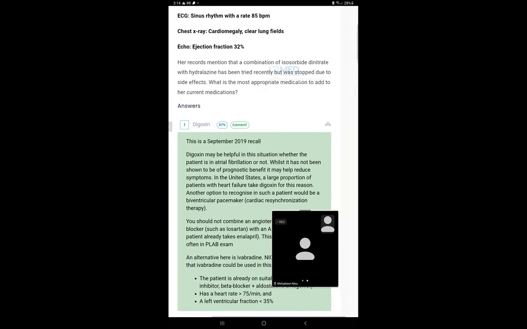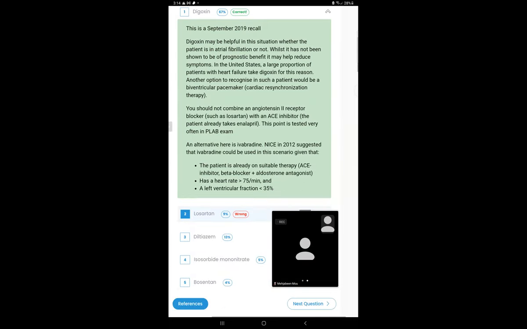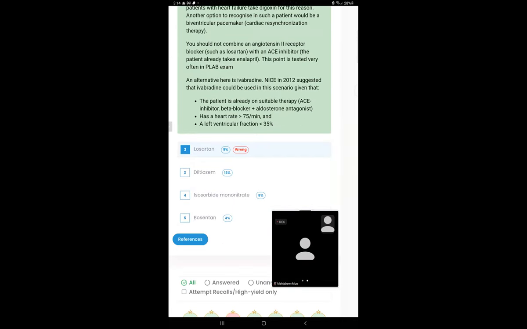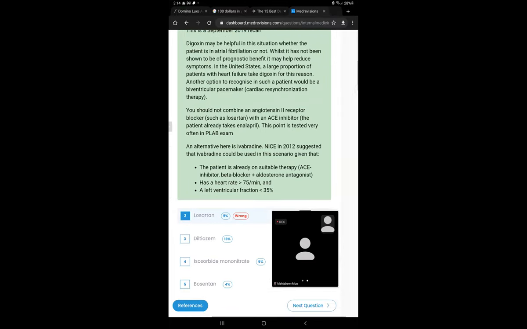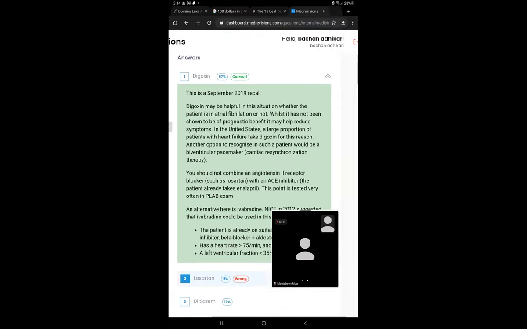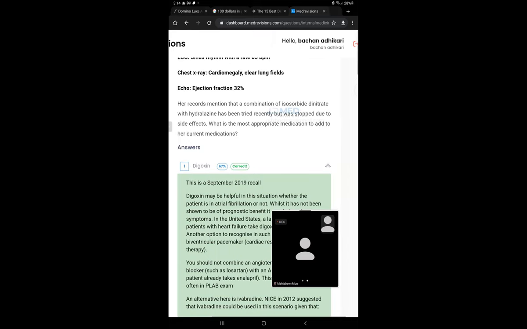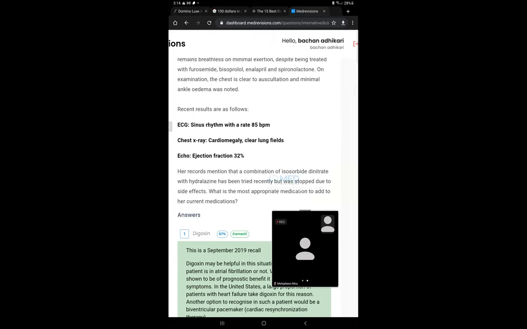Why would we add losartan? He did not cough, because we switch ACE inhibitors to ARBs when we think that they cough. Did this person cough? Did we see anywhere that he was coughing? Not losartan. Do you guys understand what I'm saying? This is a beginning. It's going to be a little difficult, but as we move forward, things are going to make sense. Any questions for this one? Because if not, I'll move to the next question.